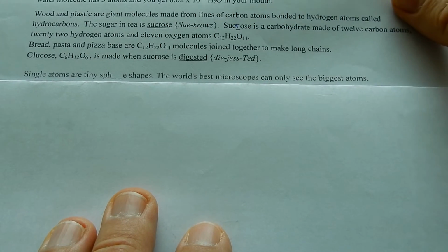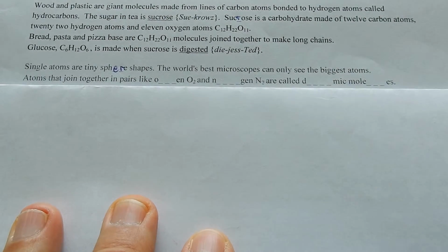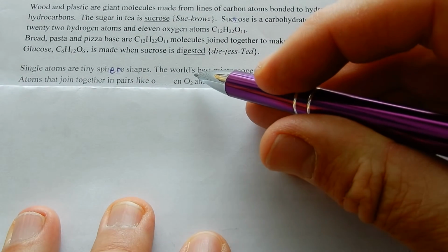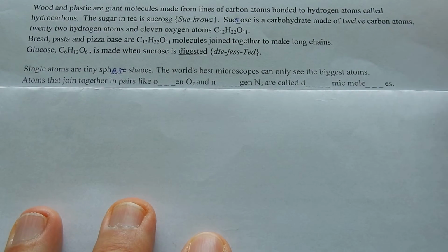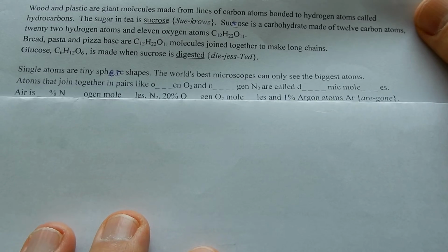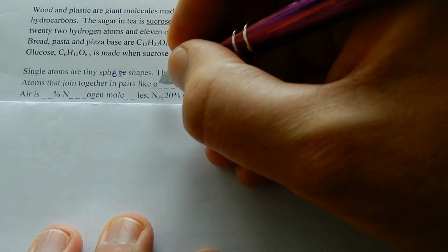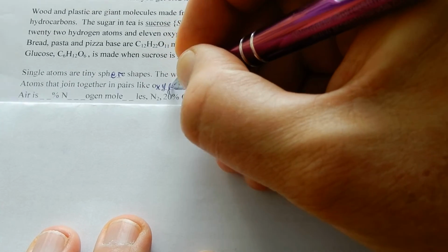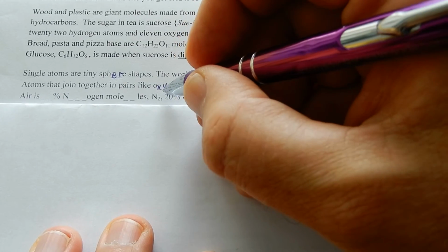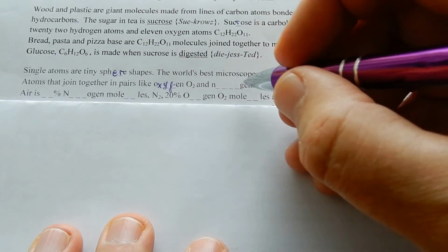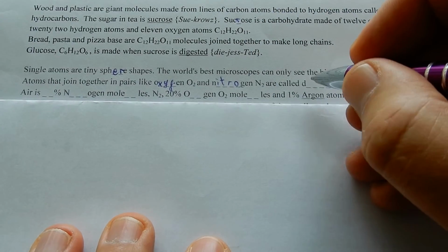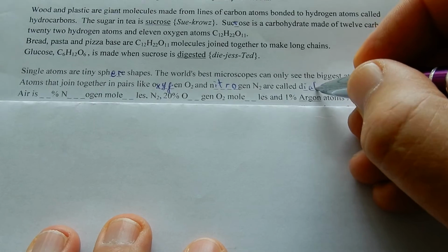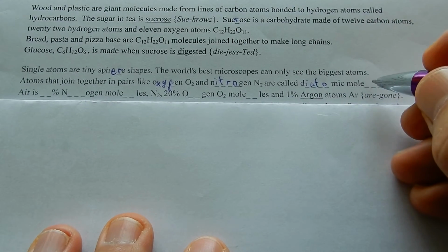Yes, single atoms are tiny spheres. Sphere shapes. The world's best microscopes can only see the biggest atoms. Atoms that join together in pairs, like oxygen and nitrogen, are called diatomic molecules.